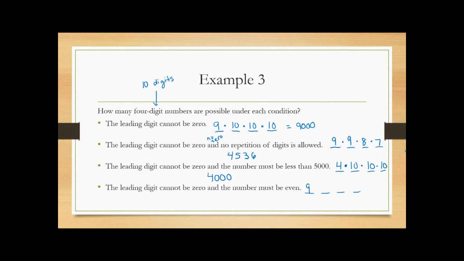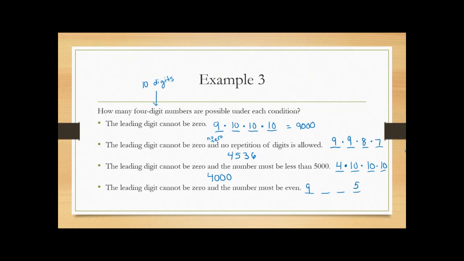Okay, so now the last one, we have the leading digit cannot be 0 and the number must be even. So whether a number is even depends on the last spot of the number. So if a number ends with an even digit, then the number is even. So we have 10 digits, half of those are even. So that means there are 5 choices in the last spot in order to make sure that our number is even. So we have the 9 choices in the beginning because our first digit can't be 0.